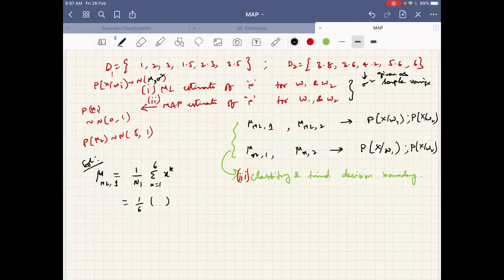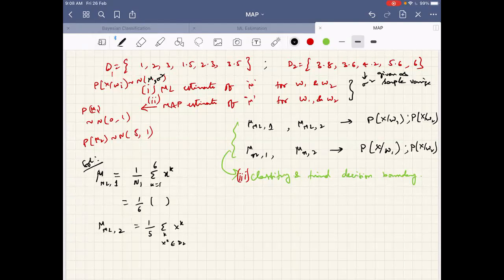Similarly, now mu ML for the second class: I want to find the mean estimate for the second class samples. Again, 1 by the number of samples, 5 samples here, right? So 1 by 5 into the summation of those samples xk, where xk belongs to D2. You will get some answer. Fine, I got these two.